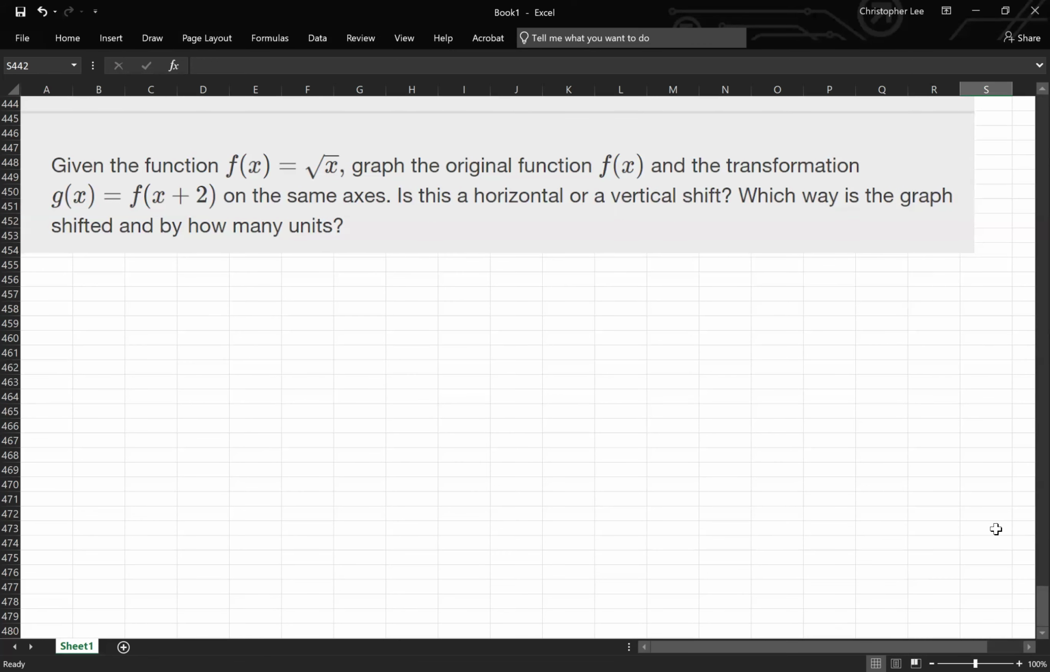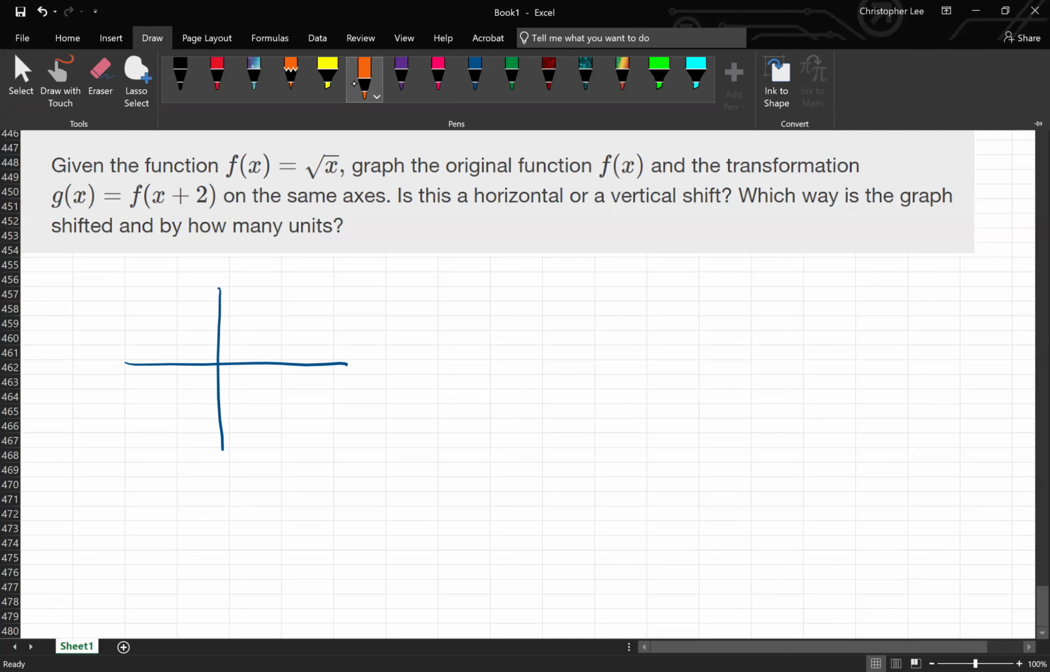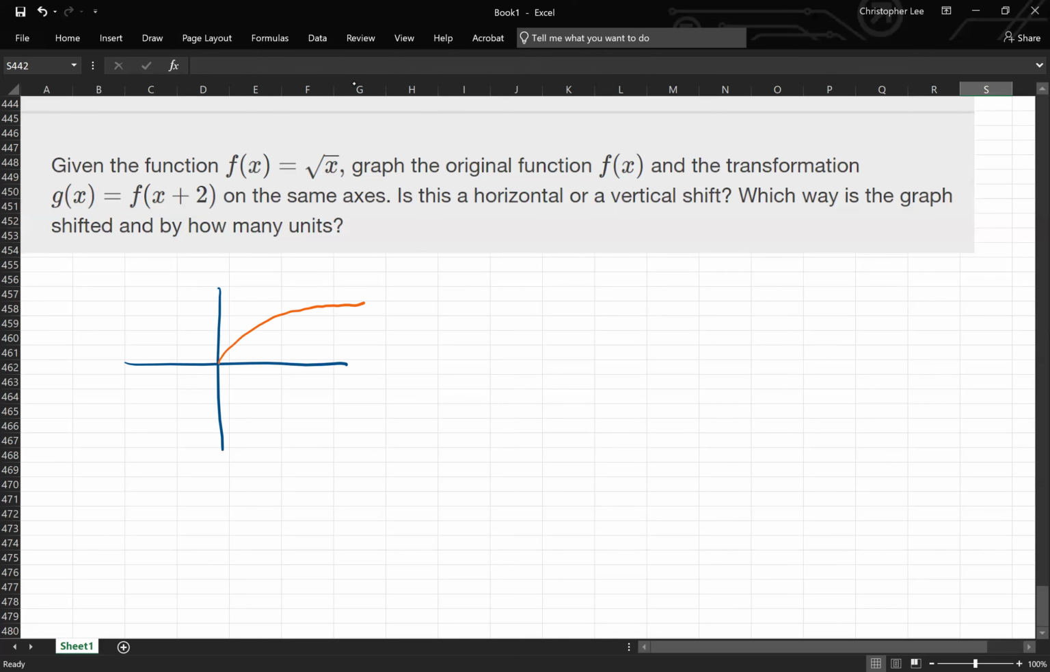If I'm not mistaken, let me think. It's 2. No, shoot. X is 4. That's 2. It's 9. That's 3. So from our toolkit, this should be our original graph, something like that. And then we're shifting it 2 units to the right. To the left. All right.